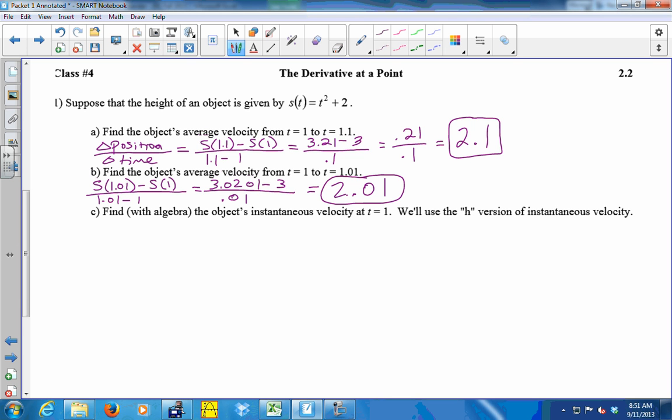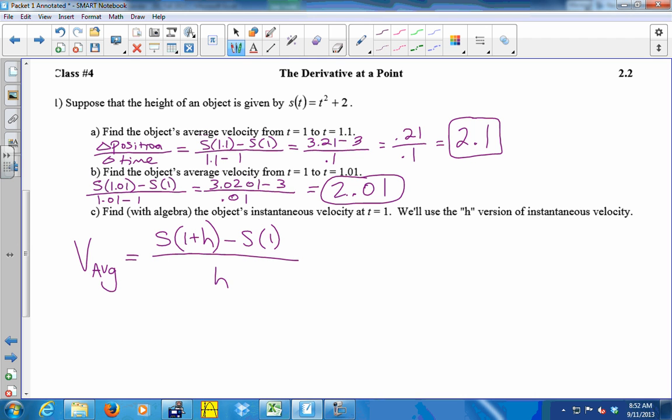So remember, average velocity from t equals 1 to t equals a little bit more than 1, and we're going to measure a little bit more than 1 with the value 1 plus h. So h is representing that small amount, either 0.1 or 0.01, and we're going to let that h get really, really small. So we calculate that with s of 1 plus h minus s of 1 all over h. So h is your change in time. From t equals 1 to t equals 1 plus h, your change in time is just h.